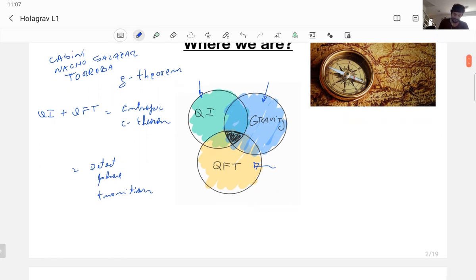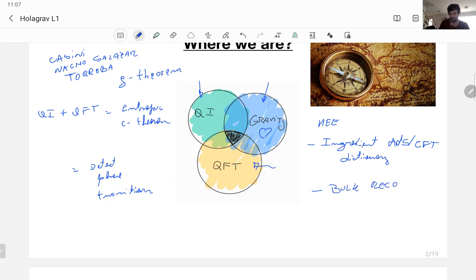And also, we have a lot of interest, because we all love gravity, in applying quantum information to gravity and quantum field theory. In particular, the holographic entanglement entropy, HEE, is a new ingredient, or well, it's not new, from 2006, but it's another ingredient in the AdS/CFT dictionary. This is interesting by its own. Just to mention some things, there is also bulk reconstruction. To study bulk reconstruction you need things like the modular Hamiltonian and the entanglement wedge.